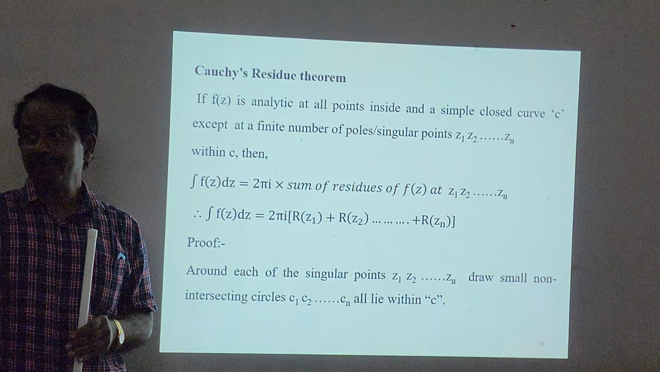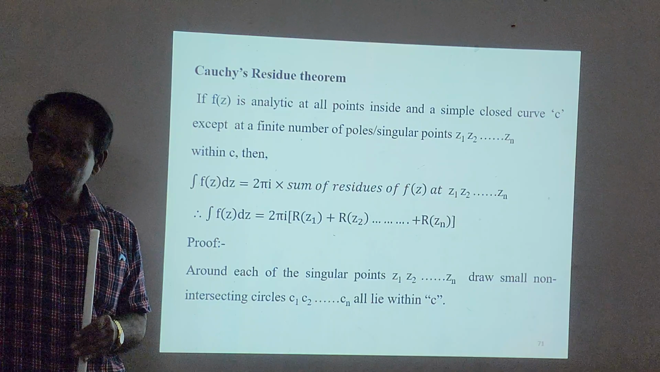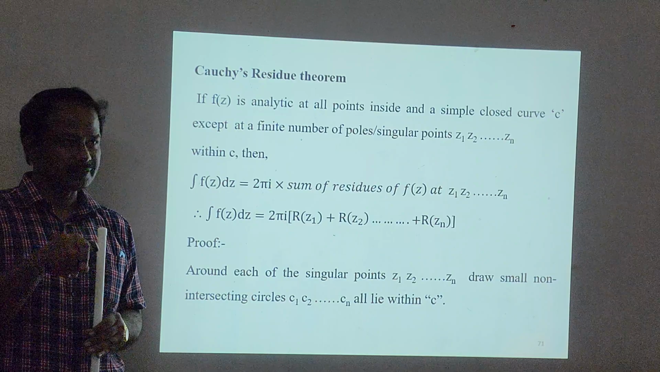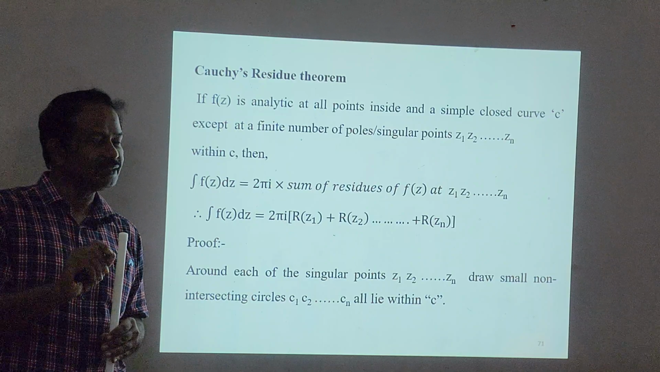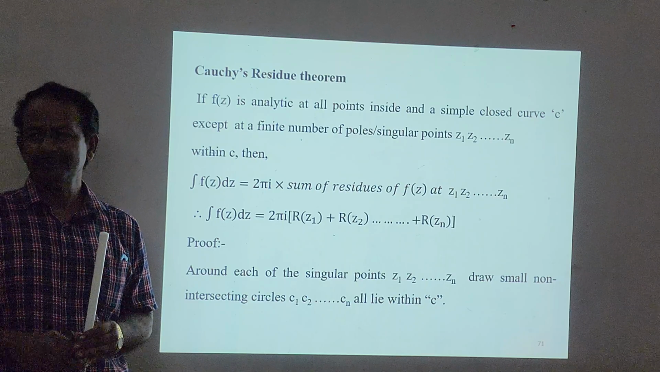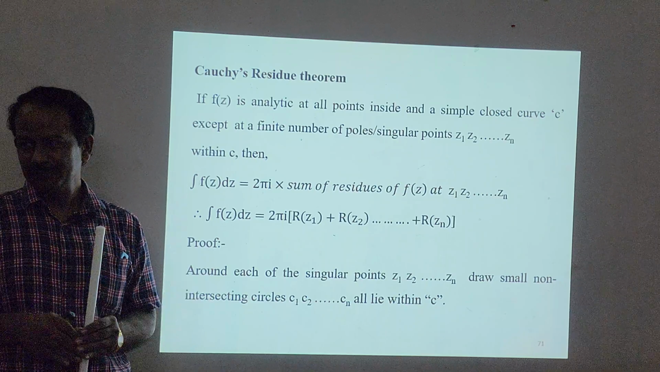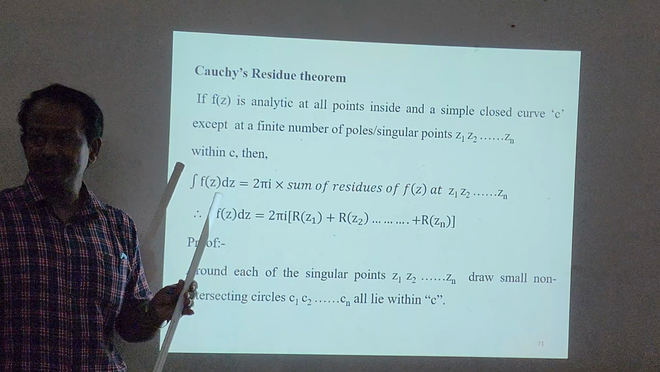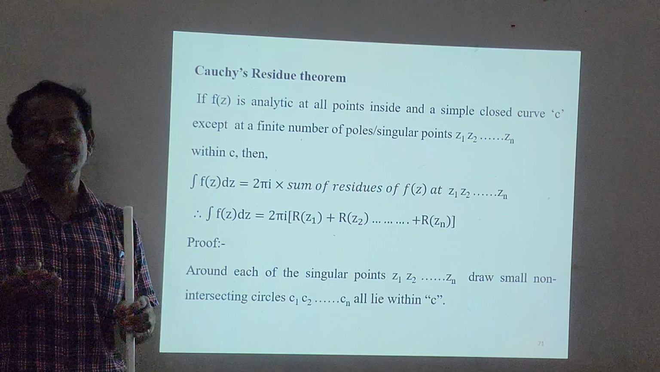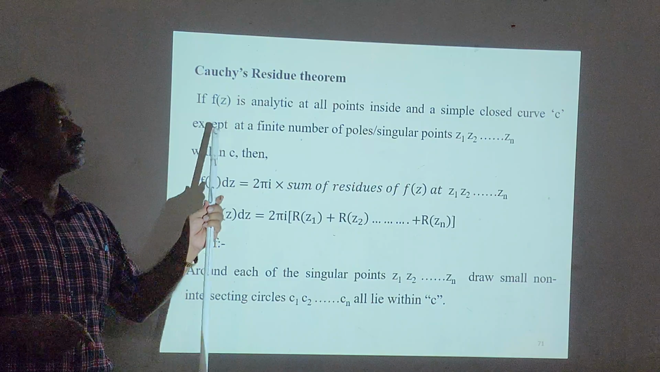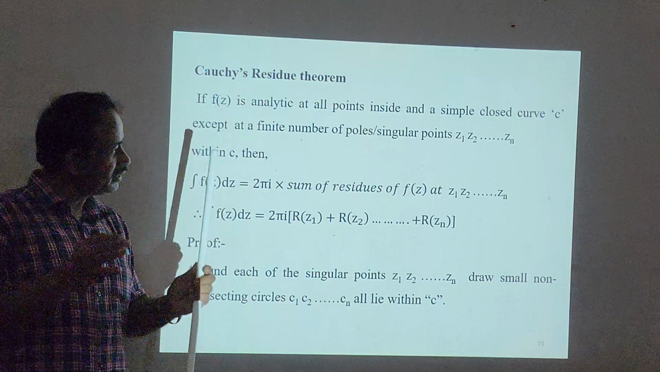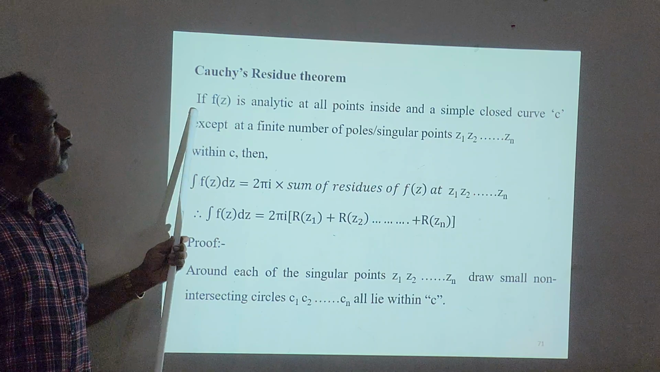Everywhere it will be analytical, except at those points where there is a singularity, which we call a pole, where some remains will be there. At those points it will not be analytical. So we have to add up all the points at which the function is not analytical. That is what we call Cauchy's residue theorem. Very simple; we will see it elaborately now.